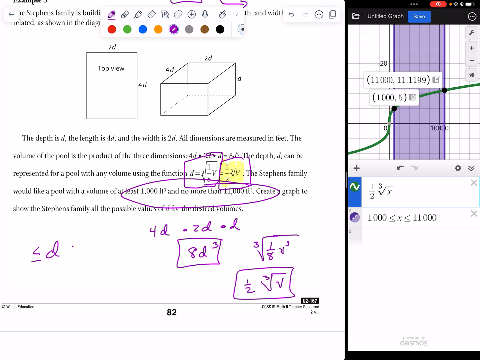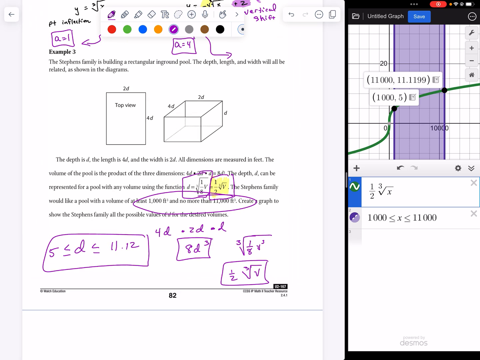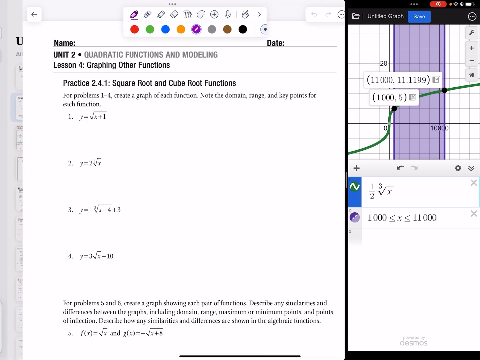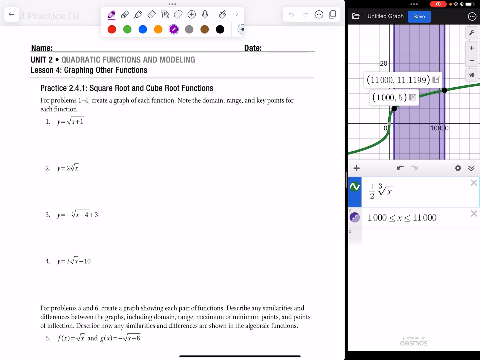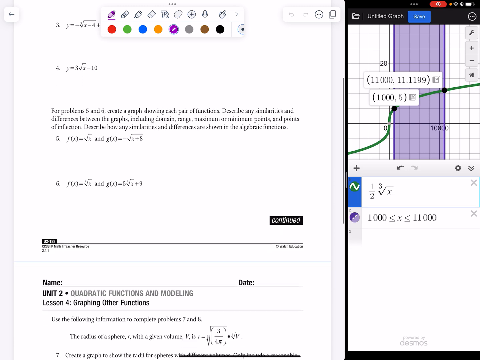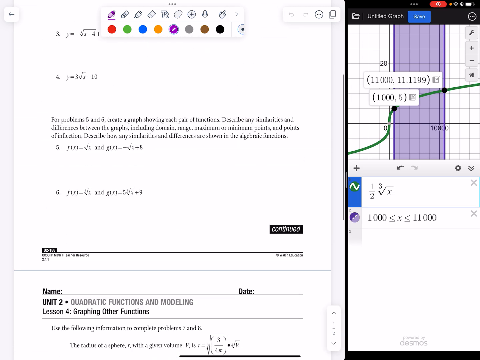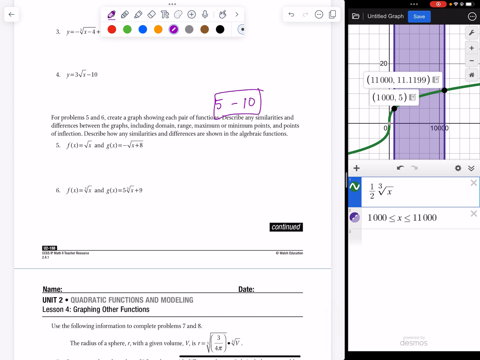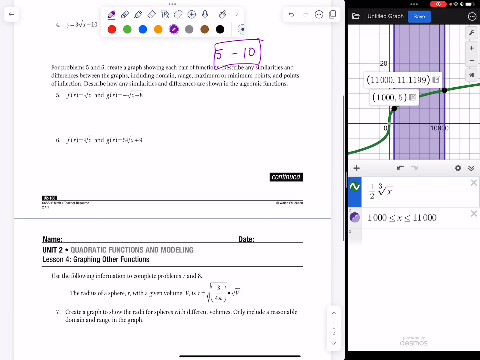So what are my possible values of D? D is in between 5 and 11.12. That's all you have to do. It's just a word problem about finding the restriction. All right, let's go over to the practice. Let's do 5 through 10. Don't worry about the first 4. We will talk about this tomorrow.